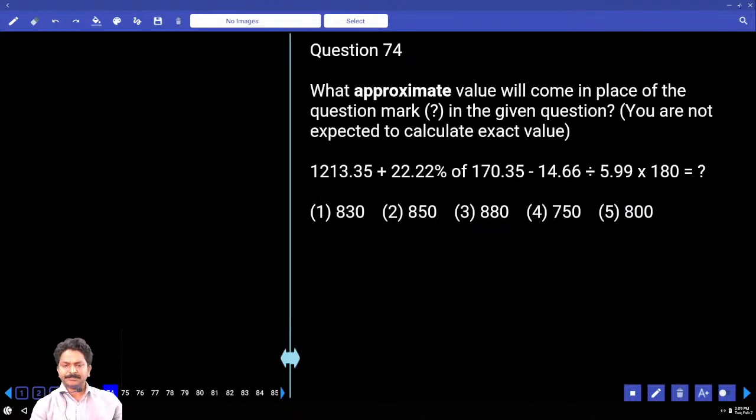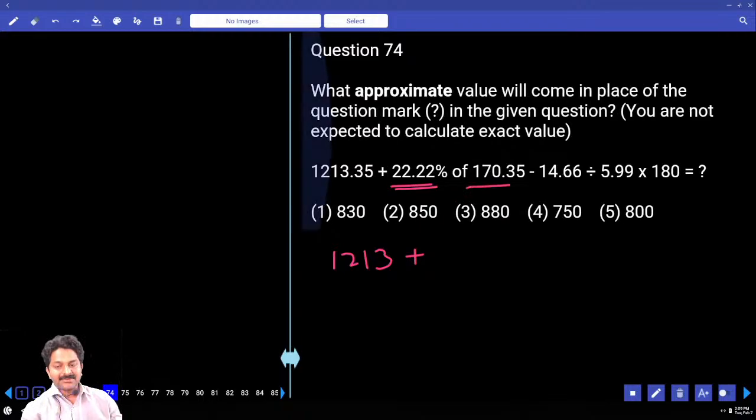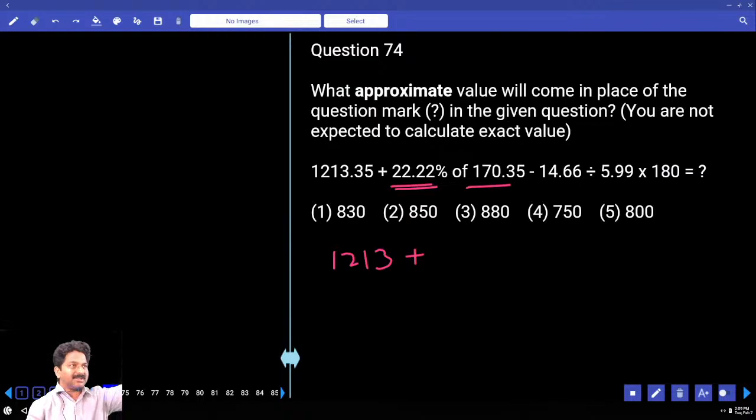Third option. 1213 plus 22.22. Can we write it as 2 by 9? What do you mean by 1 by 9? 11 1 by 9, that is 11.111 and so on, into 2 times, that is 2 by 9. Yes, otherwise you have to calculate. What is 20%? 34. 2%? 3.4. Point something something we have. So apart from 3.4 we can consider it as 4. Yes, 34 plus 4.